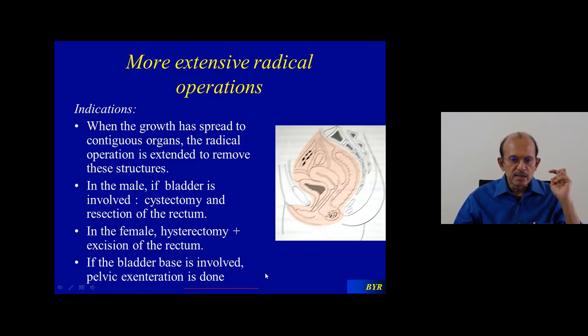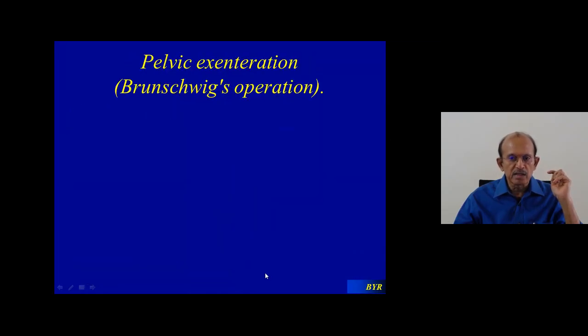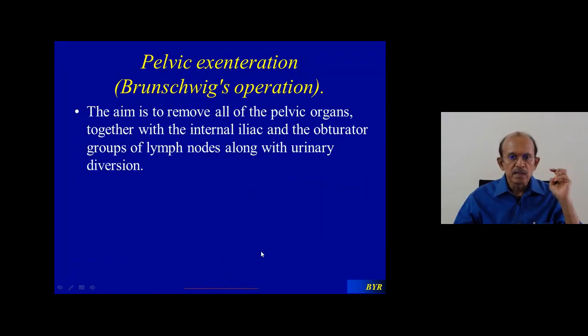If the bladder base is involved, then a procedure called pelvic exenteration is done. In pelvic exenteration, all the pelvic organs together with the interiliac and obturator group of lymph nodes are removed, and urinary diversion is done. That means the bladder is removed, the rectum is removed, the urethra is removed, the prostate is removed, and the ureters are placed onto the skin as ureterostomy. So this is called the pelvic exenteration.